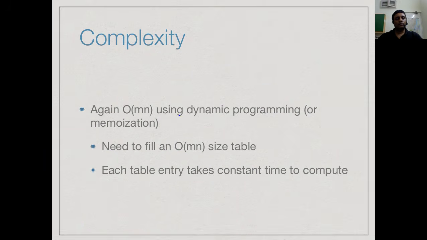So this is similar to LCW. Right? We basically fill out an m by n size table. Each entry in the table is easy to compute. It takes only a constant amount of time. You have to look at the 3 neighbors. And therefore, overall, using dynamic programming, we have demonstrated an order mn algorithm. You can also use memoization at the cost of recursion.